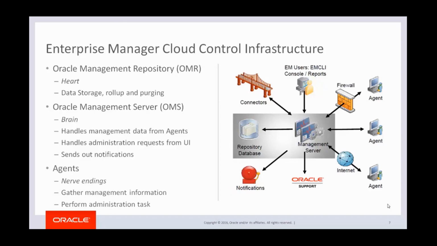agents. When compared to the human body, OMR is the heart of Enterprise Manager. It is responsible for storing critical data. OMS is the brain. It is the centerpiece of the product and handles all the activities that go within Enterprise Manager. And agents can be compared to nerve endings that gather vital information from targets and then send it to OMS. OMS then communicates with OMR and takes care of the rest of the work. So this is how Enterprise Manager works. Only when these three components work together does Enterprise Manager provide a complete monitoring solution to your on-premise and cloud environments.